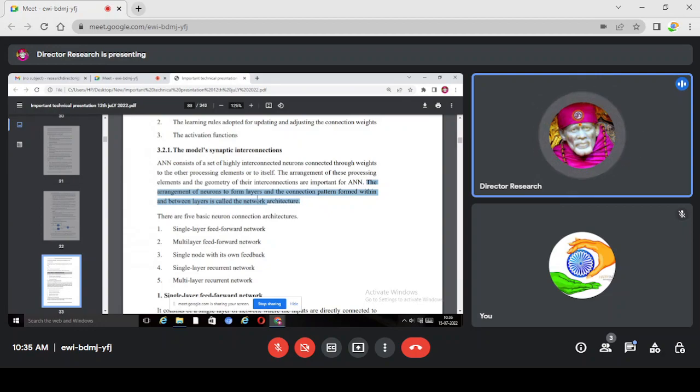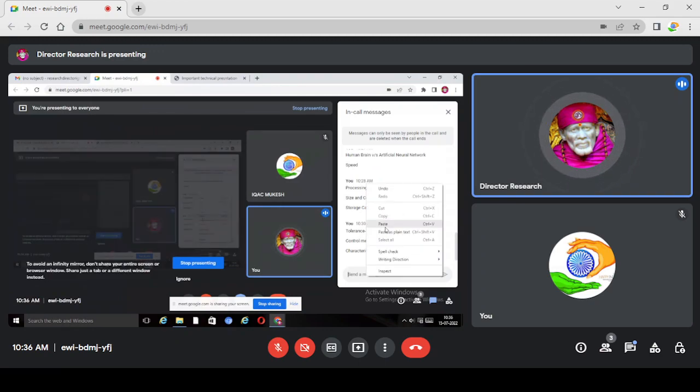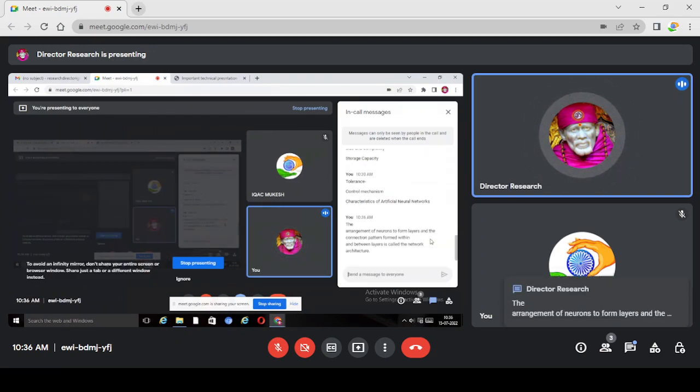This implies a network architecture. That is most important now. Okay, that implies a network architecture.